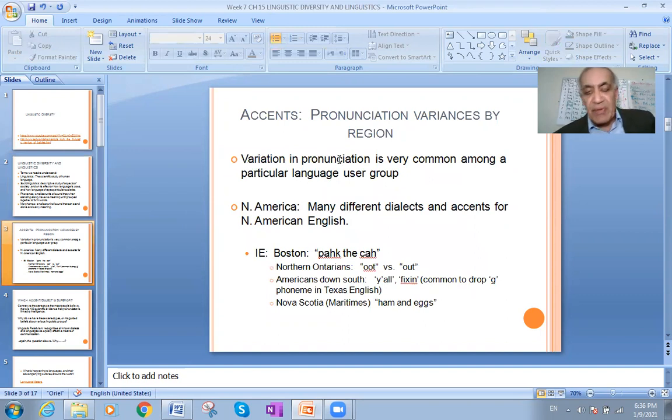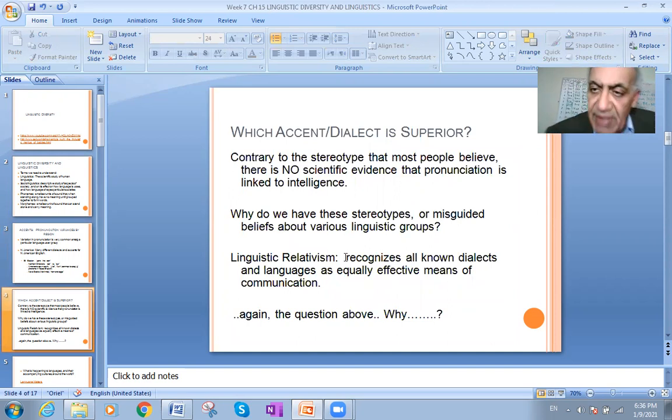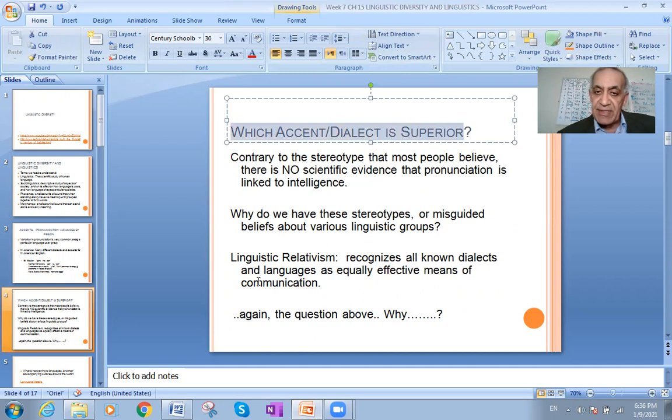Variation in pronunciation is very common among a particular language users group. Like you see now, the Filipinos when they talk English, the Indonesians, the Pakistanis, the Indians, everyone has his own accent. Even the North Americans and the South Americans have their own accent and local dialect of how they pronounce English. Is there a superior accent or dialect? There is no superior dialect.